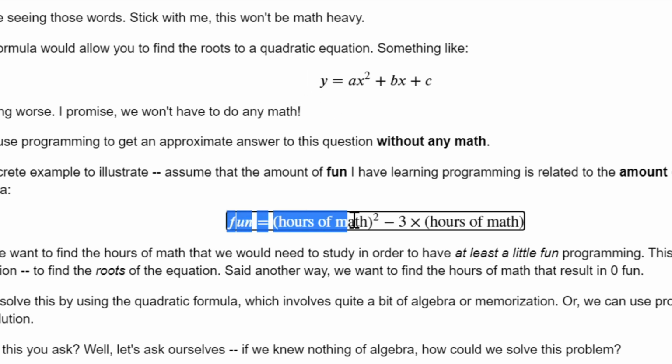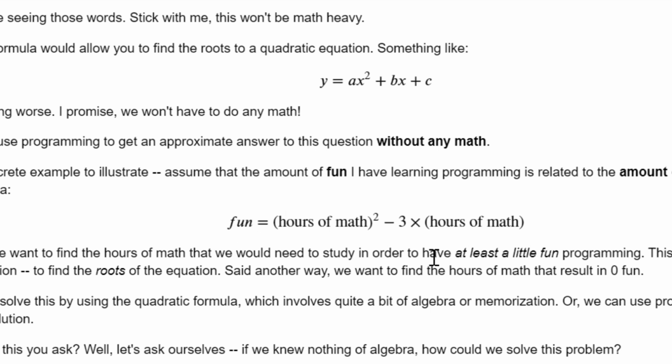And imagine this is the formula that we have, right? So we have fun in terms of hours of math. And we might want to know at what point are we going to start having fun and at what point are we going to start not having fun? In other words, at what point is fun going to be positive and at what point is it going to be negative? So when does it turn from fun to no more fun anymore, right? That might be useful to know.